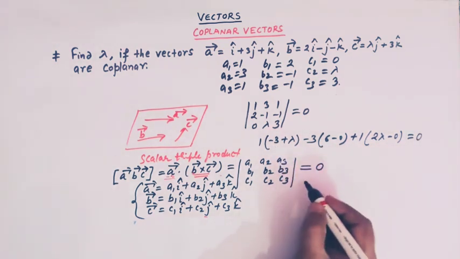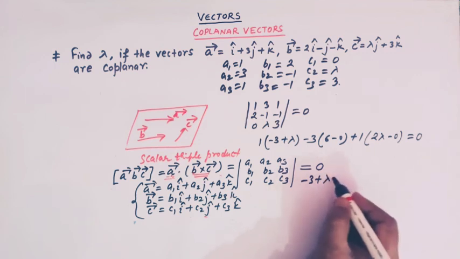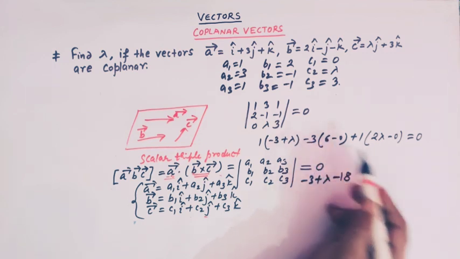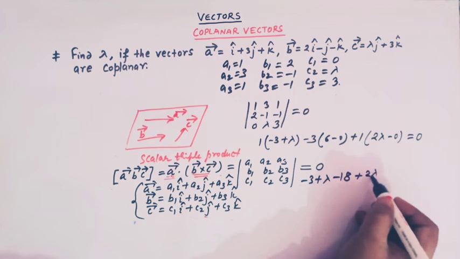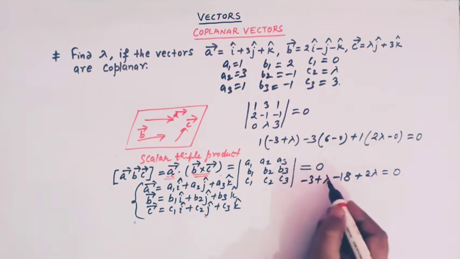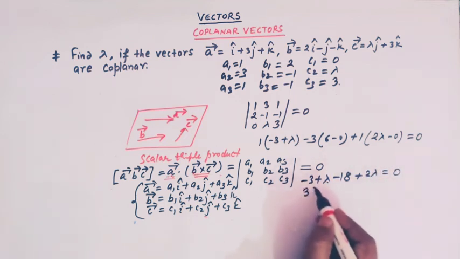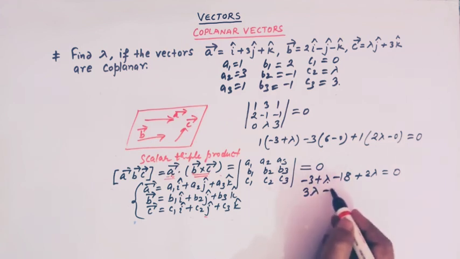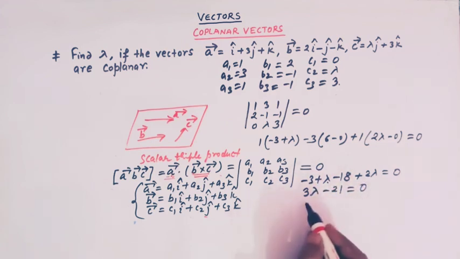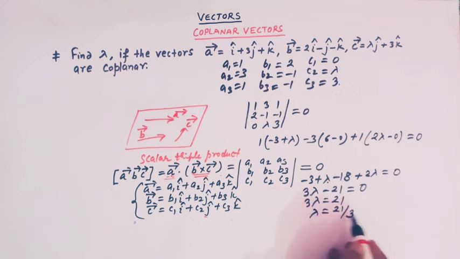Now simplifying it, we have -3 plus lambda, minus 18, and plus 2 lambda, right? And 2 lambda plus lambda is 3 lambda, here we have -21, and 3 lambda is equal to 21, and lambda is 21 over 3, that is 7, right? So viewers, these three vectors a, b and c are coplanar when the value of lambda is 7.